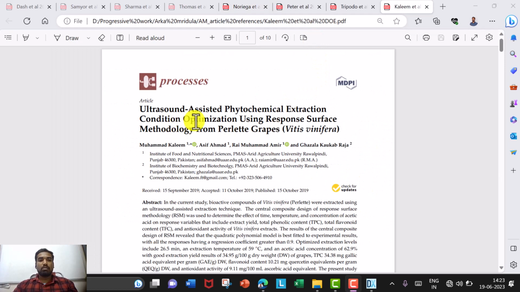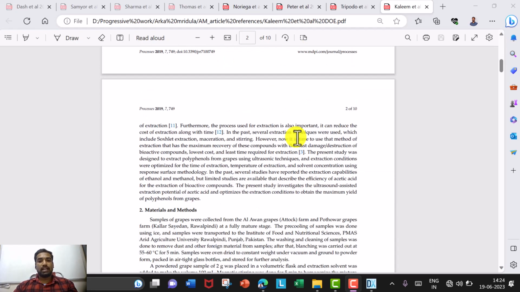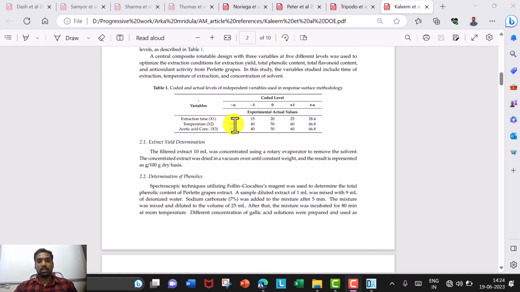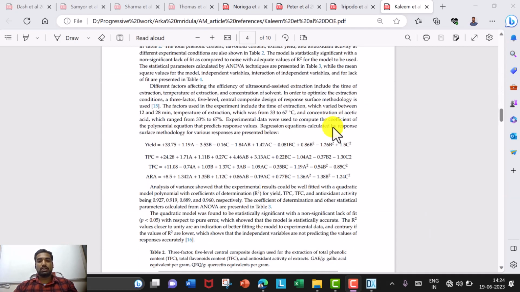Okay, coming to the next one: ultrasound assisted phytochemical extraction condition optimization using response surface methodology from Perlette grapes, Vitis vinifera. So I am taking this paper as an example. I will take these results and show how to do design of experiments by using response surface methodology. I am using these same values and doing the analysis.